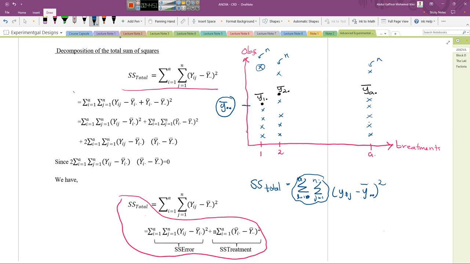So this is our sum of squares total. Now this should be partitioned into this and this. For this I am going to make a slight modification in this equation.